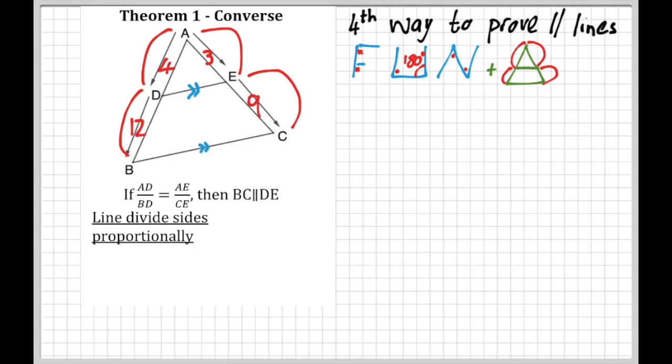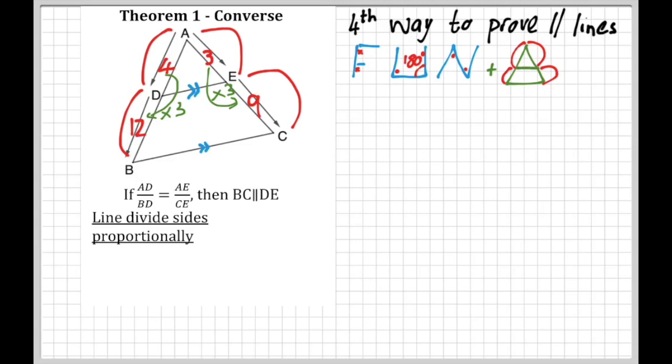So when it comes to this, let's say that AE is 3 and EC is 9. In other words, I multiplied by 3. If the same ratio exists on the left, in other words, the 4 times by 3, then we know that DE will be parallel to BC. And that is what theorem 1's converse says to us. Let's move over to theorem 2.